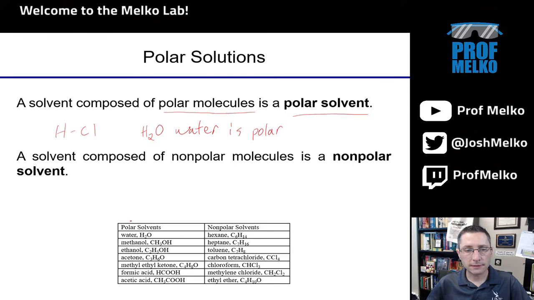And there are lots of different types of polar solvents. Some are listed in the table. Methanol, ethanol, acetone, water, for example. You can also have solvents that are composed of nonpolar molecules. Things like hexane, heptane, toluene, etc. So these are made up of elements that have similar electronegativities, so there is no hogging of electrons in the molecule by one element as opposed to another, like there is with water.